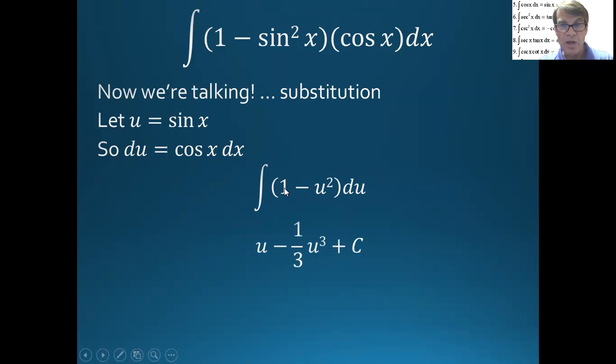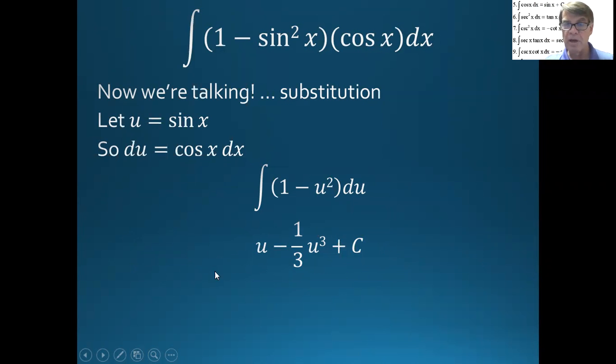So let's do it. The integral of 1 in this context gives us u, because if we take the derivative of u, we get 1. Then minus the integral of u squared, which is 1/3 u cubed. Why? Because when you take the derivative of this, 3 times 1/3 cancels out, and we're left with u to the 3 minus 1, which is 2. Everything works. And then plus a constant, because the derivative of a constant is 0. And so we have finally done it.